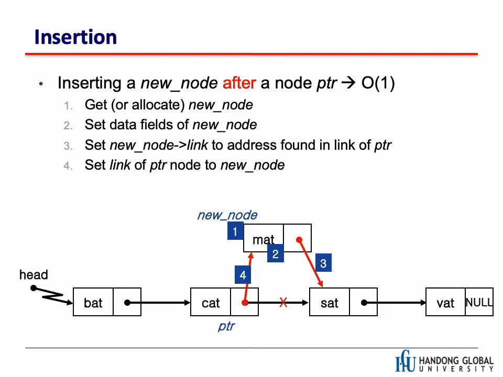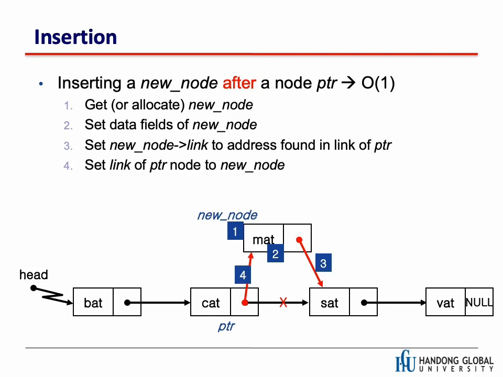First, we have to allocate memory space for the new node, obviously. Whenever we add a new node, we have to allocate memory space. Next, we have to set the data fields of the new node. In this example, the data field is a string, and we set the data to mat. Mat is the data of the new node. And next, now we have to change the pointers.